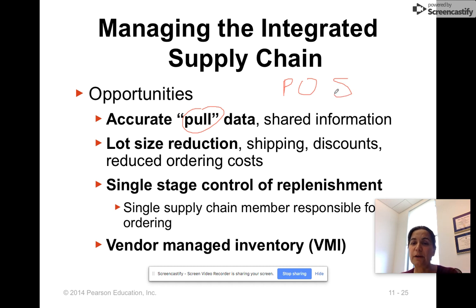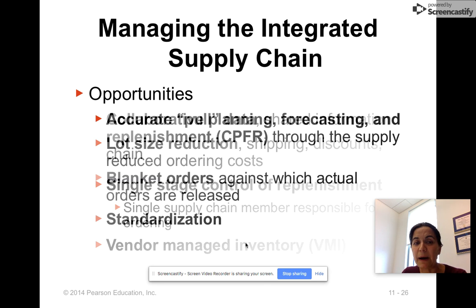POS standing for point of sales data. The second is just to have smaller lot sizes, maybe having a less than truckload rather than a full truckload. The third is having a single stage control of replenishment. So it's either the retailer or the warehouser who needs to control what information you have. This is also called vendor managed inventory, VMI.